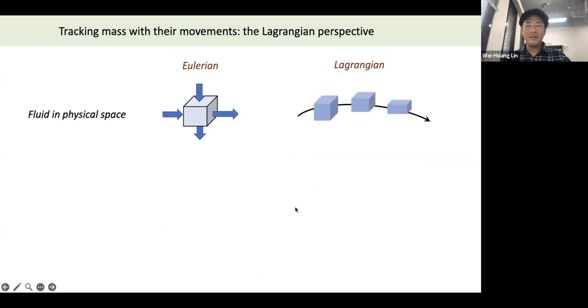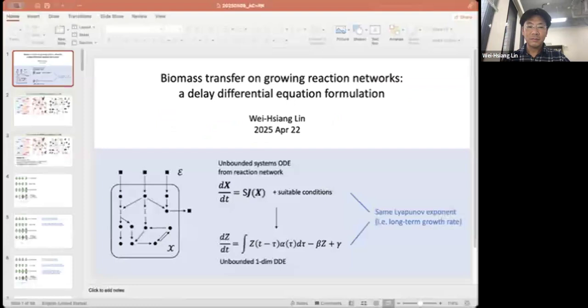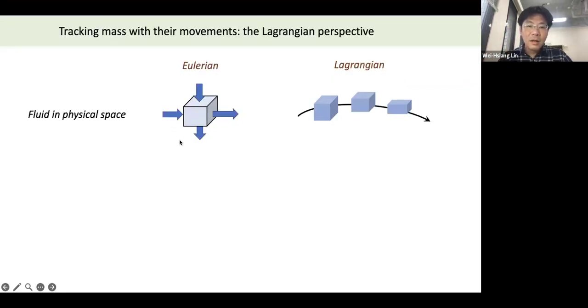Now I'm going to go to the main topic, the next finding, which is how to study biomass transfer on a reaction network. I want to borrow an idea from fluid dynamics. In fluid dynamics, we have two perspectives, Eulerian and Lagrangian. The Eulerian perspective has an absolute coordinate, and you count how much influx and efflux there is. In the Lagrangian perspective, you have a relative coordinate, you travel with a fluid parcel, and when the fluid moves, you study how this fluid parcel deforms and moves.